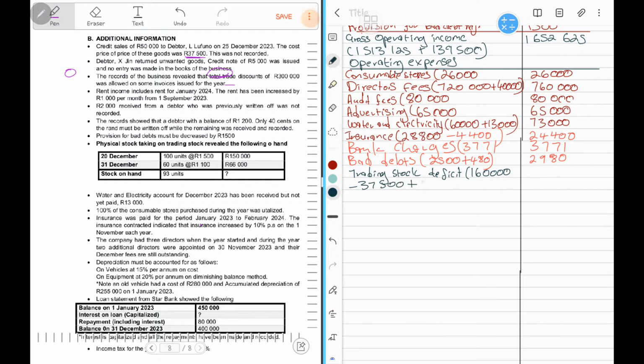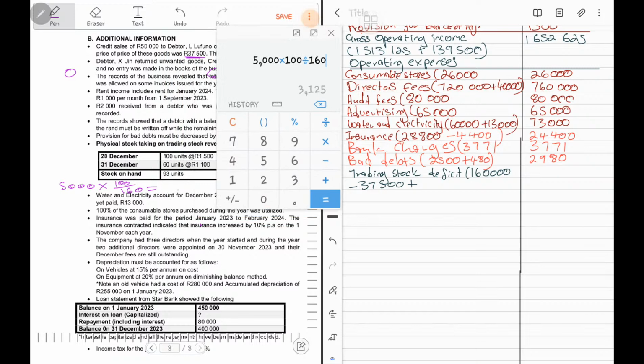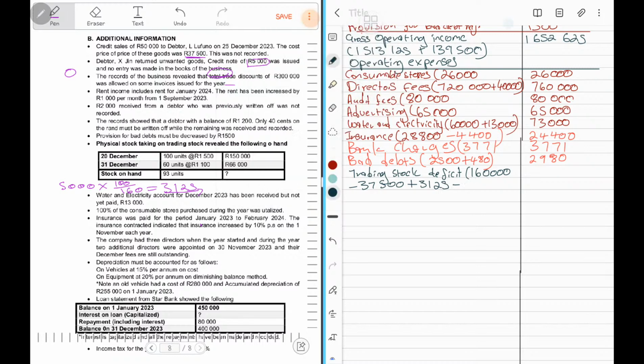We subtract the cost price here. Then we're also going to add the cost price of the goods that were returned. So since we don't know it, it will be the 5,000. Then we're going to multiply that by 100 over 160. That'll give us how much? So 5,000 multiplied by 100 over 160. That gives us 3,125. So we're going to say plus 3,125. Then we have to subtract the value of the closing stock on hand.